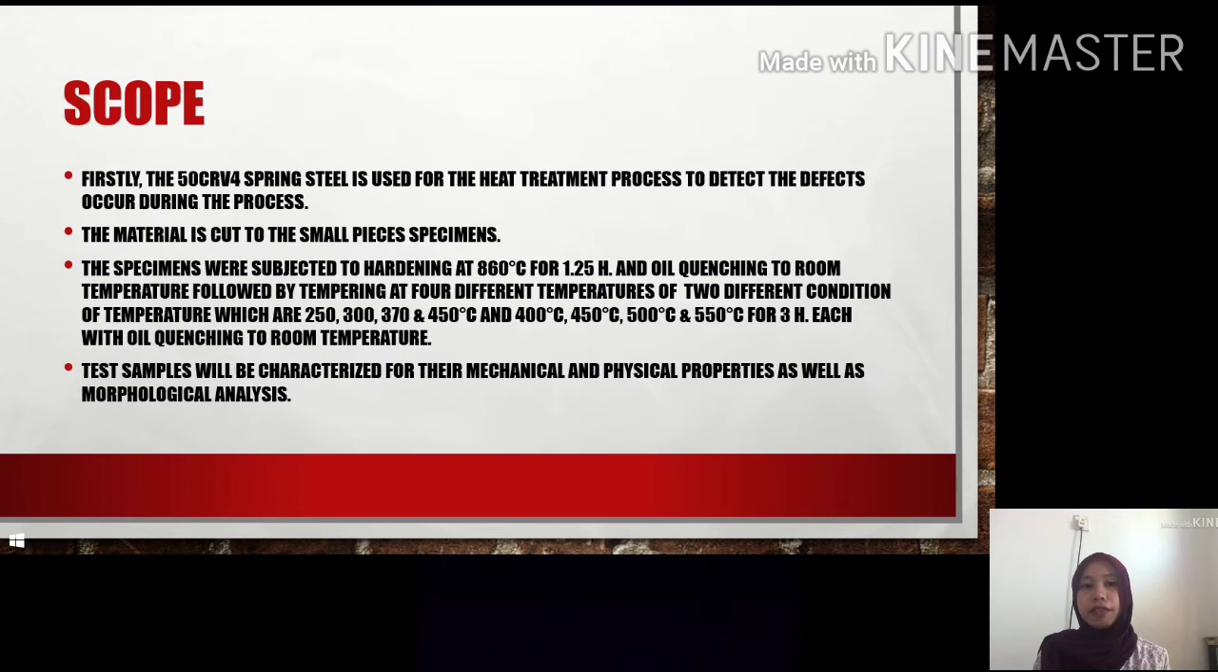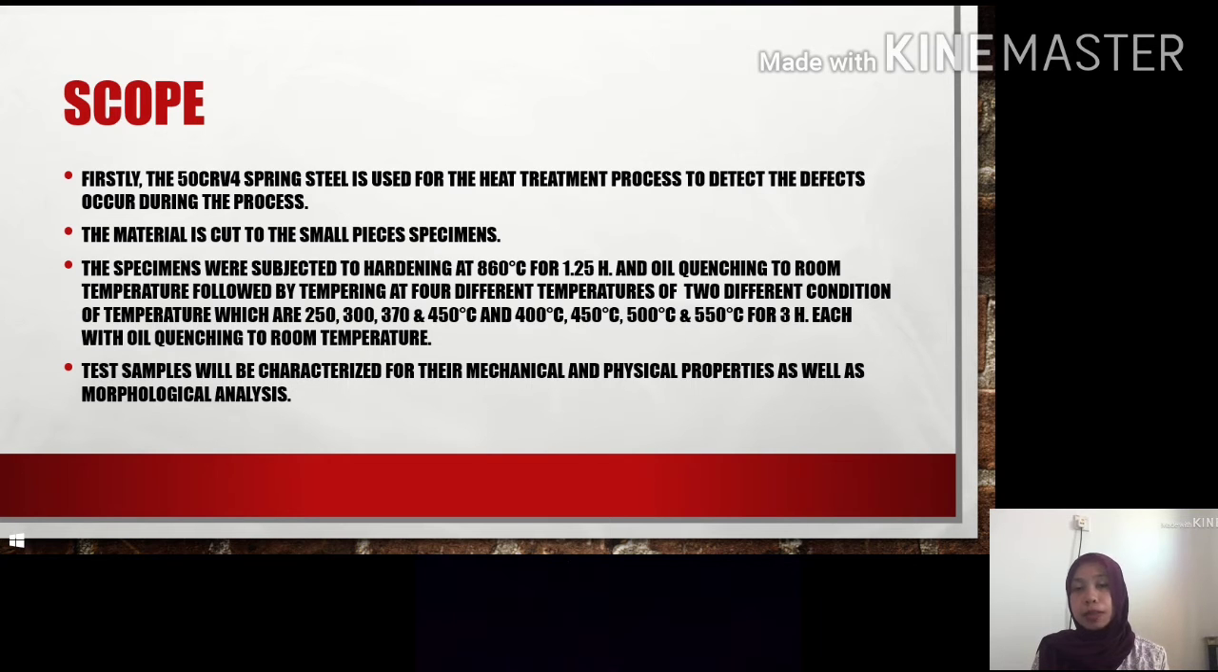Okay, the scope: firstly, the 50CrV4 spring steel is used for the heat treatment process to detect the defects that occur during the process. The material is cut into small piece specimens.